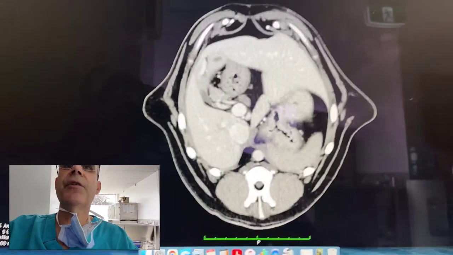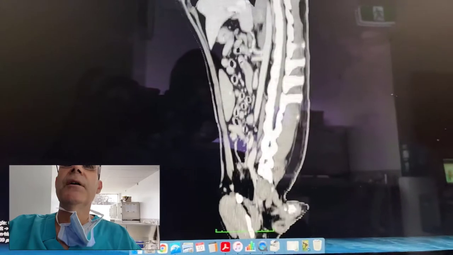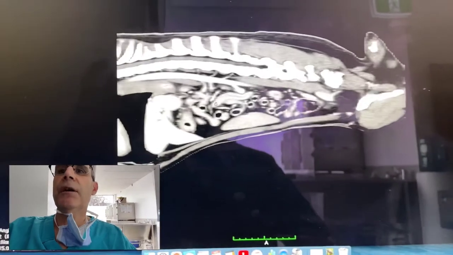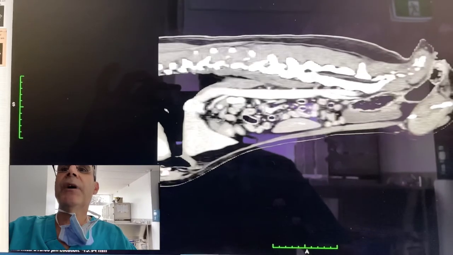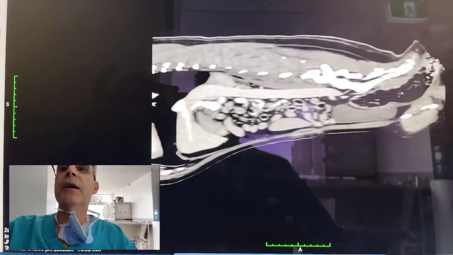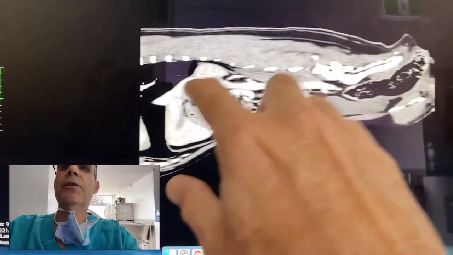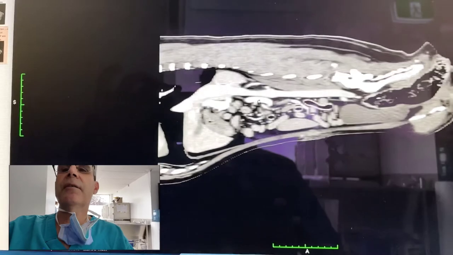Also, the liver is of normal size. We'll just do a sagittal reconstruction. So looking here, again, the liver looks like it's of normal size. There's the vena cava traveling through there, right along here. And so at no point does it contact the portal vein.